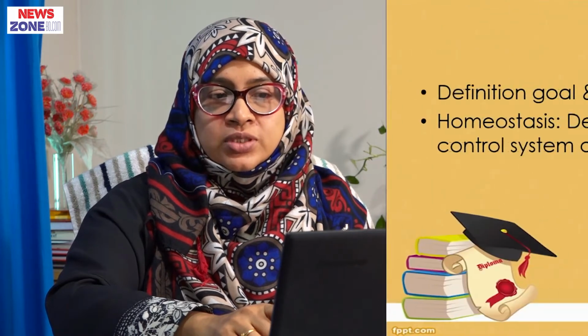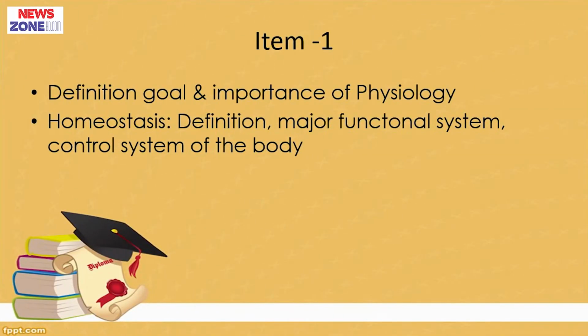Today I'm going to discuss item number 1. It includes the definition, goal and importance of physiology, and the definition of homeostasis, major functional systems and control systems of our body.